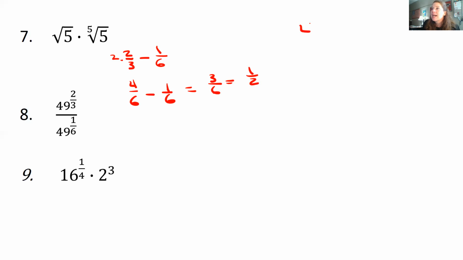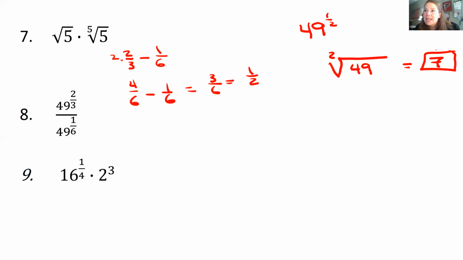So we have 49 to the 1/2 power. Well, that's 49 under the radical, 49 to the first power, and then the square root of that. Well, we know this answer, don't we? What is the square root of 49? The square root of 49 is 7. So 49 raised to the 2/3 power divided by 49 raised to the 1/6 power is 7. That's the answer. All right, look at number 9.